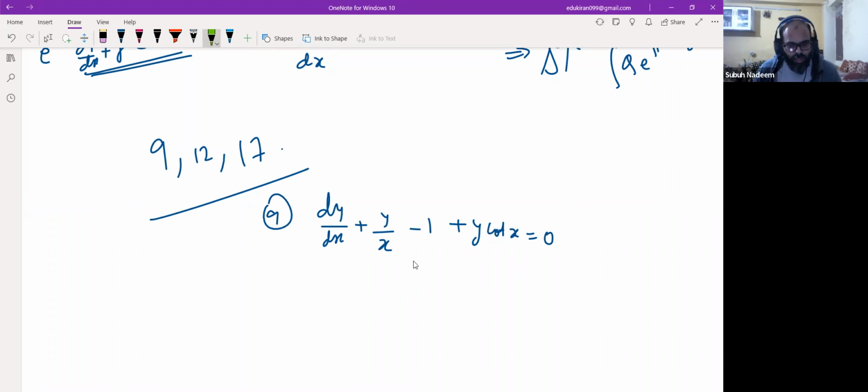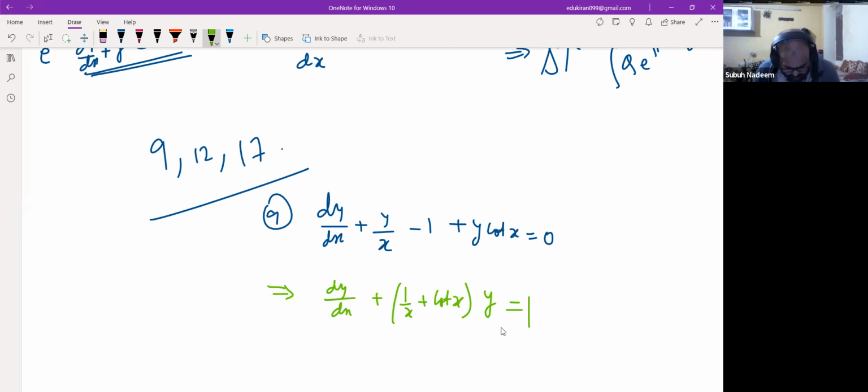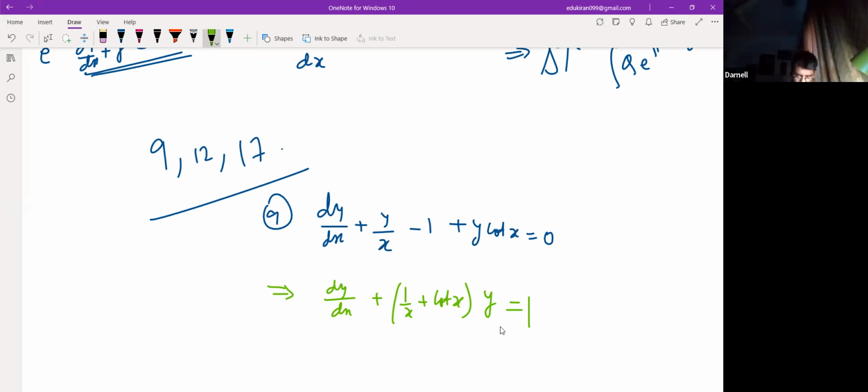Now you can write it as dy by dx plus 1 by x plus cot x into y is equal to 1. Now, this is in the form of a linear differential equation. Are you getting this? Yes. So have you got this one?